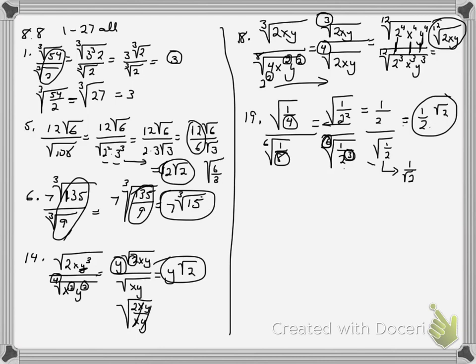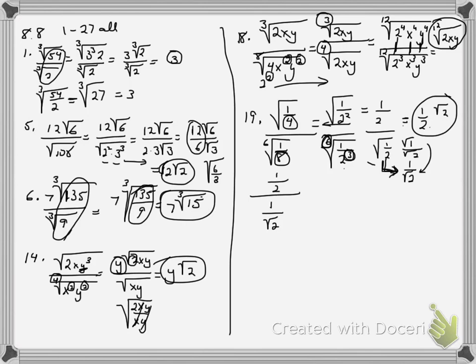Now the square root of 1/2, that's the same as the square root of 1 over the square root of 2, which is the same as 1 over the square root of 2. Okay, so this is critical. Now we have a complex fraction. It really looks like 1 over 2 divided by 1 over the square root of 2.